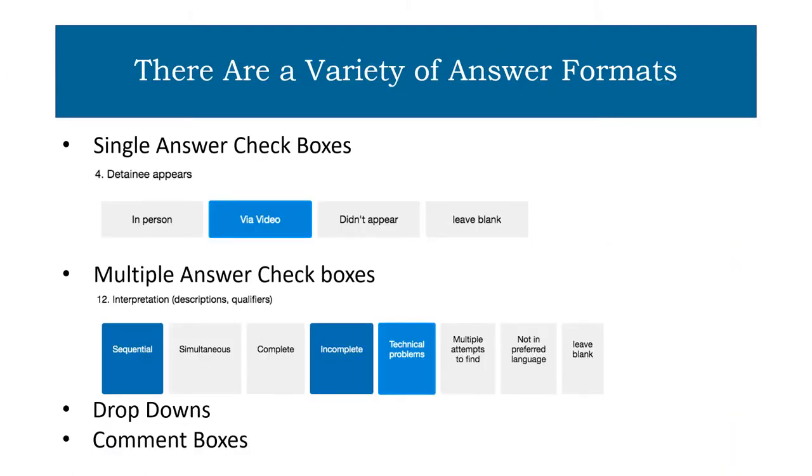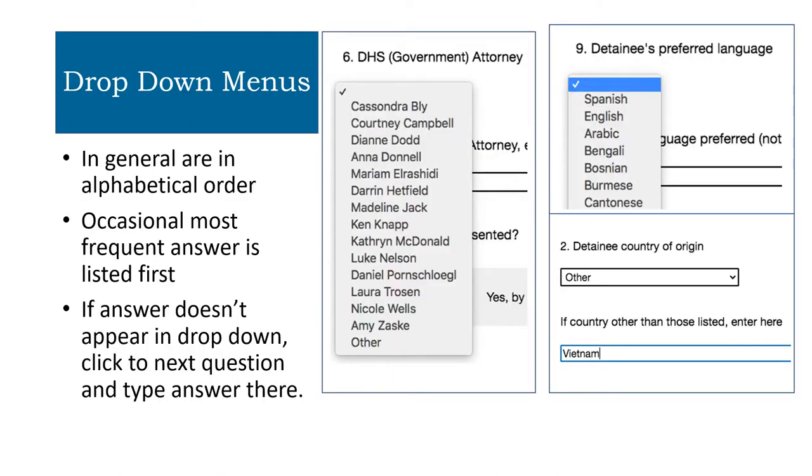Question and answer formats vary in Qualtrics. There are single answer checkboxes, multiple answer checkboxes, drop-down menus, and comment boxes. With drop-down menus, the options typically appear in alphabetical order, with the exception of the language buttons in which the most prevalent answer, Spanish, appears first.